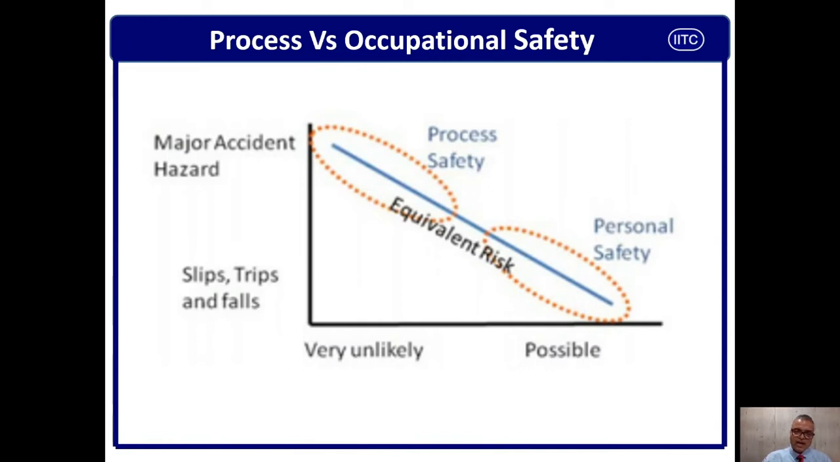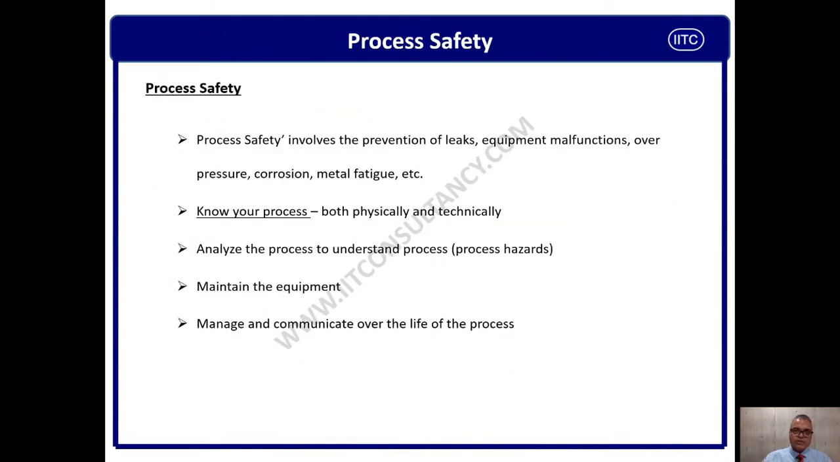So guys, process safety, again you are here saying that process safety involves the prevention of leak, equipment malfunction and overpressure, corrosion, metal and fatigue. This deals with process characteristics of pressure, temperature, flow, level and all these things. So the essential elements are we must know the processes both physically as well as technically to understand complete process safety. So this is what is process safety management.